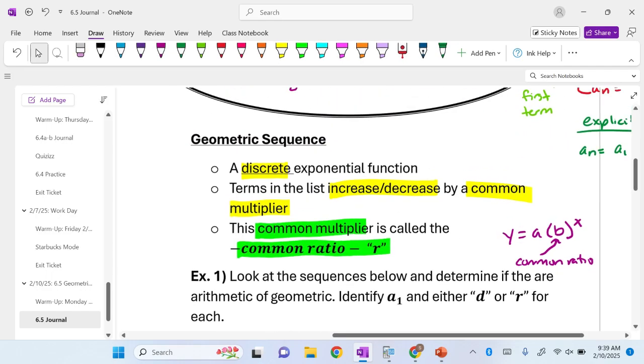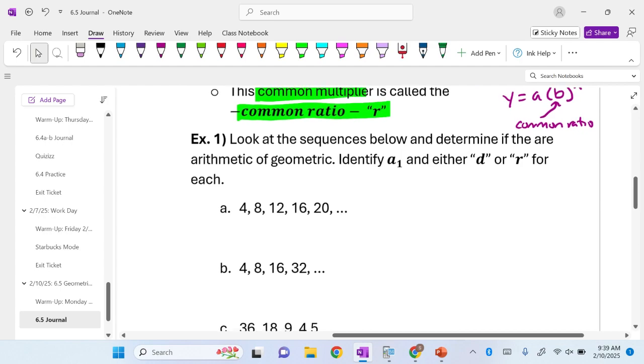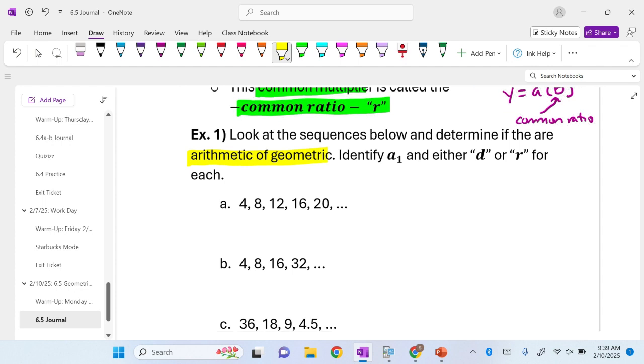Now, with geometric, another thing to note: geometric sequences, you are either going to be multiplying or dividing a number to get from one number to the next. So arithmetic's adding, subtracting, geometric's multiplying, dividing. And the reason I'm telling you this is because this next example is asking us to determine if a sequence is arithmetic or geometric. And then it wants us to identify A of 1 and either its D value or its R value. So remember, A of 1 is just the first term.